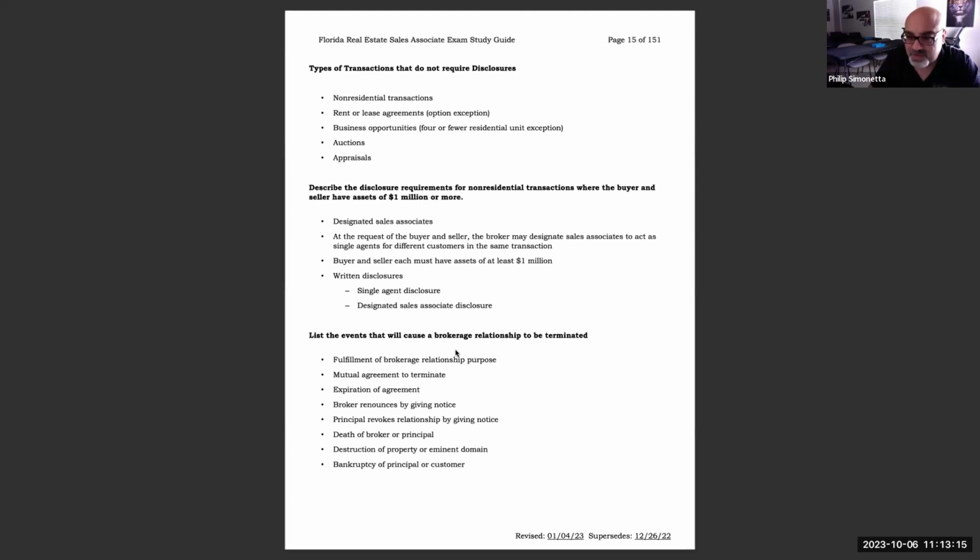The buyer and seller must have assets of $1 million or more and prove it. Okay. And the written disclosure would be you have to have a single agent disclosure for each, the buyer and the seller, and also a designated sales associate disclosure for the buyer and the seller. And that would be legal and that would be allowed, but only non-residential, $1 million or more in assets. And they have to agree, buyer and seller.